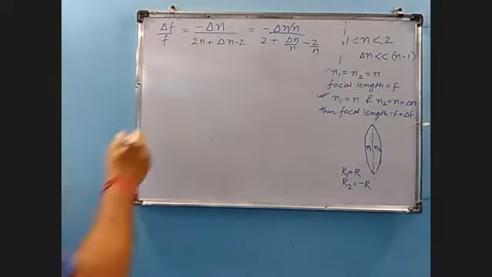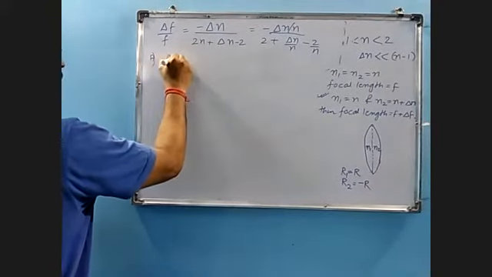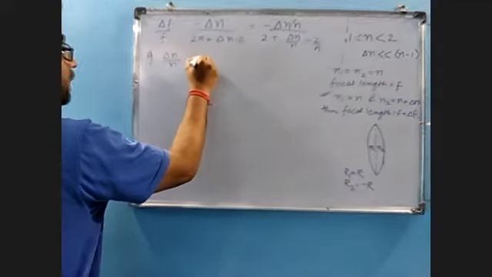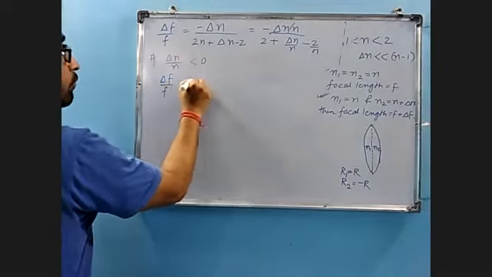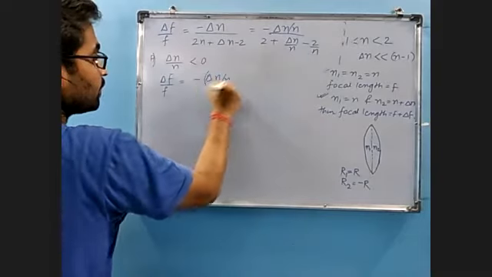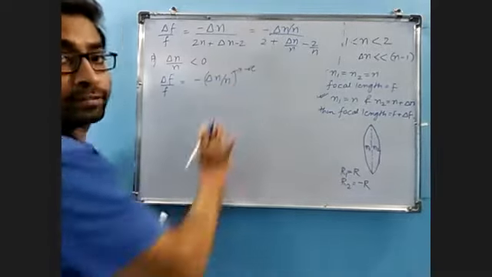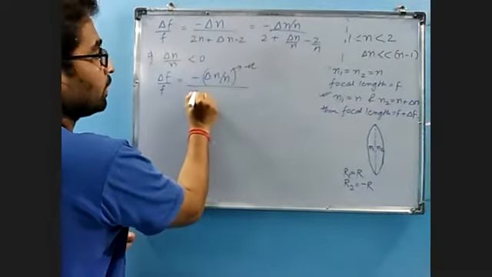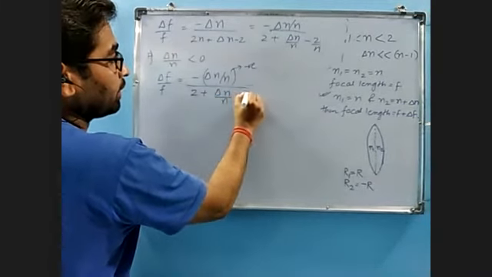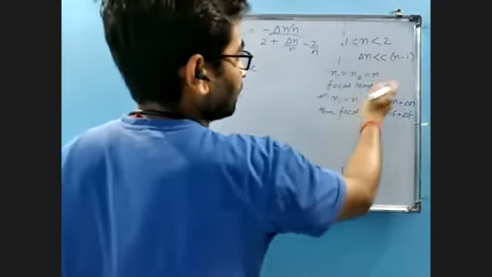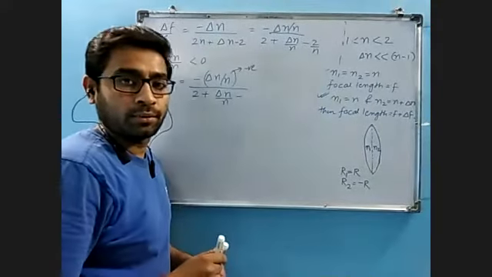Now the first option says that if delta n by n is less than 0, then delta f by f will be equal to minus delta n by n. If this thing is negative, this will become positive, so the numerator becomes positive for sure. Now, looking at the denominator, delta n is very small. From here you can see delta n was much less than n minus 1, and the value of n lies between 1 and 2.